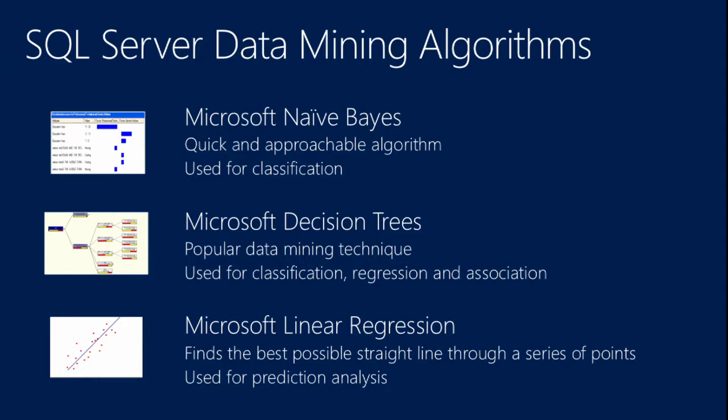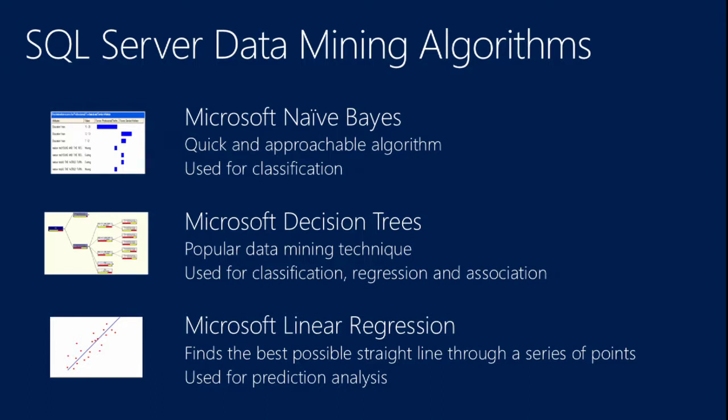All right, so naive Bayes is quick, it's easy to work with, it's used for classification. This is where we want to know, is this customer a good customer or a bad customer? We're classifying them into some discrete outcome. Decision trees is a more recent technique.